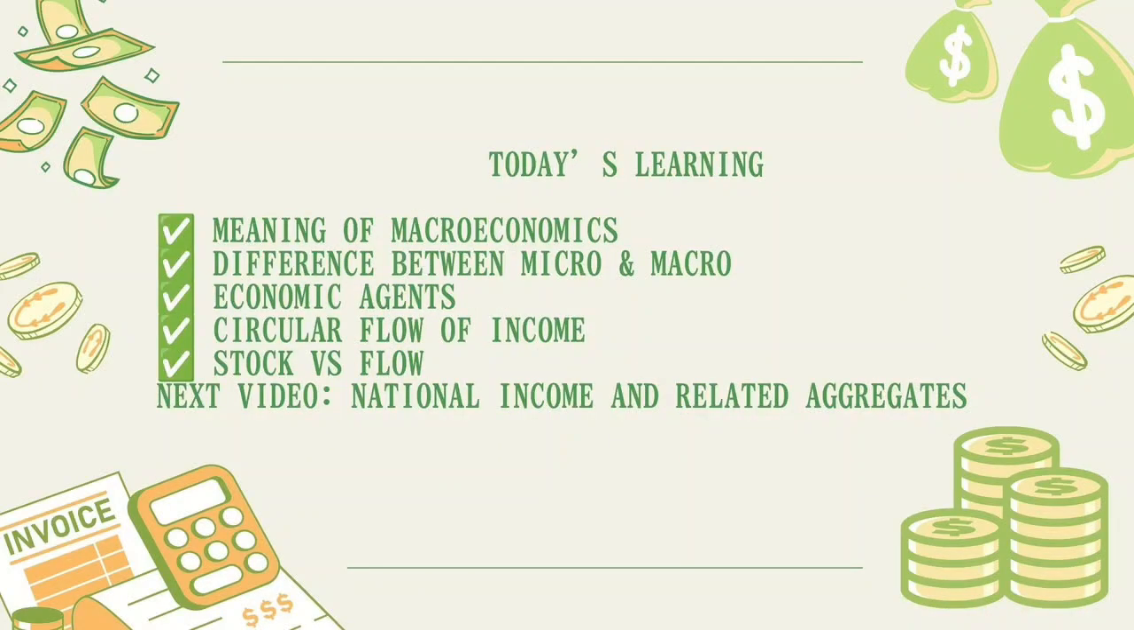So let's summarize today's lesson. We learned that macroeconomics studies the economy as a whole and focuses on aggregate variables like national income, inflation, employment and economic growth. We compared micro and macro, understood the roles of four economic agents, explored the circular flow of income and learned the difference between stock and flow variables. These concepts form the foundation of the rest of the chapter.